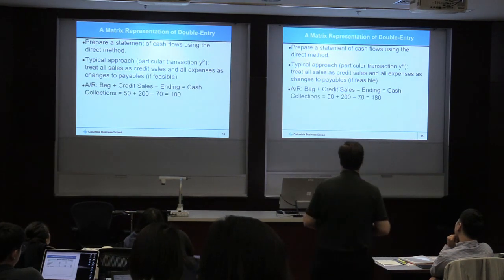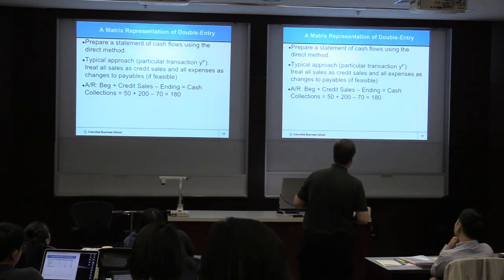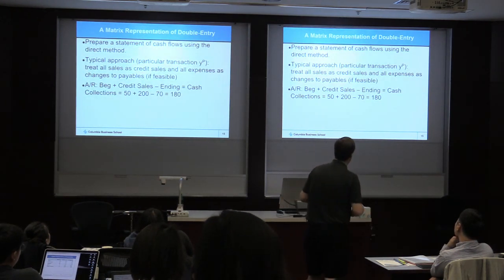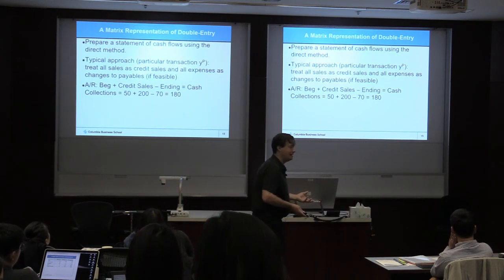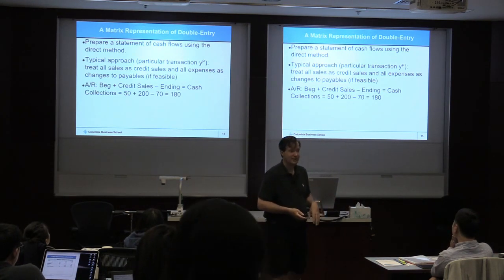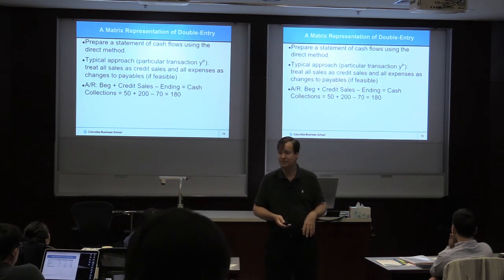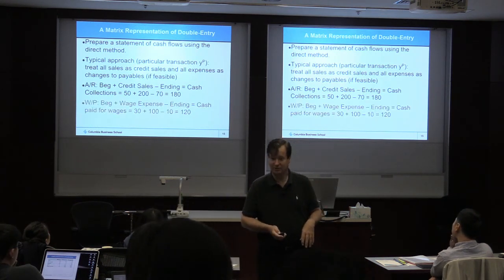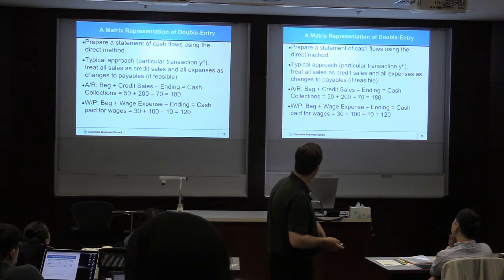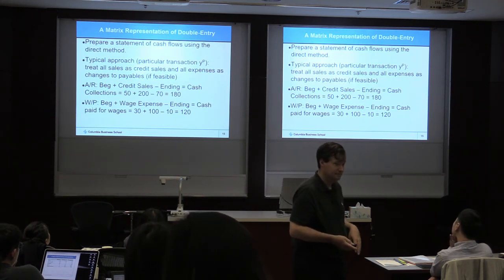So if I write that down that way, I can go through and mechanically say, well, the beginning balance plus credit sales minus the ending balance gives me cash collections of 180. So I figure out that the cash flow from customers was 180. And I can do a similar one with wages and say the wages paid were 120.